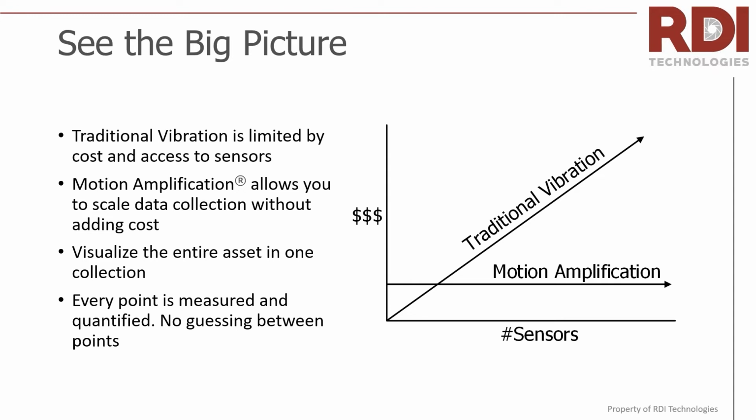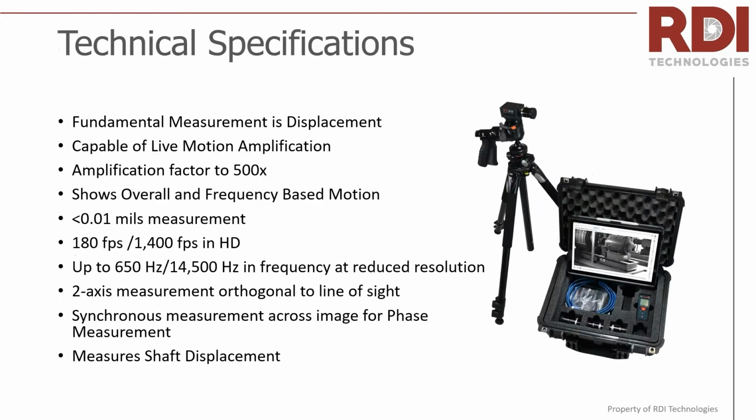So the idea of adding 1 pixel, 2 pixel, so on and so forth, that becomes a very, very trivial thing with the camera, because it's just millions of sensors in the camera itself spread over an entire field of view. Just a little bit about the technical specs. We're going to go through some just introductory stuff for those that might not even be familiar with motion amplification. Its fundamental measurement is displacement.